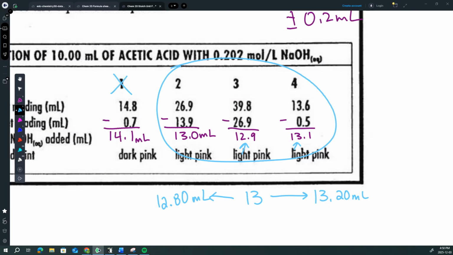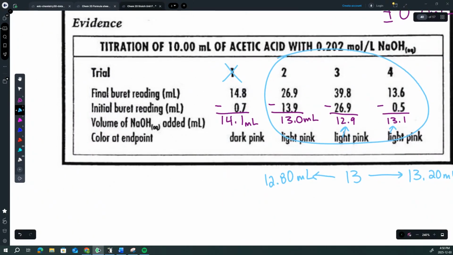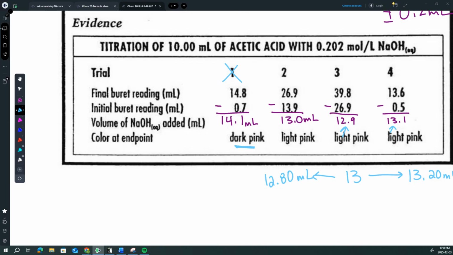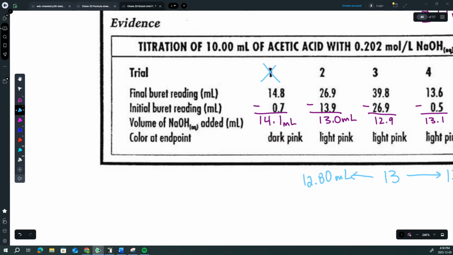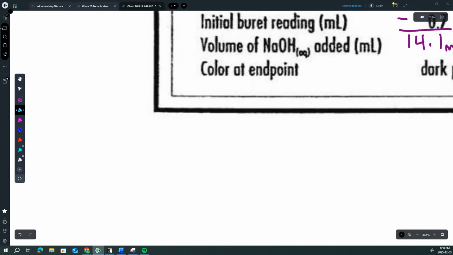However, trial 1 is an outlier, so we shouldn't use that because it is going to skew our calculations. That's why we need to omit it. Another way that you can tell that trial 1 is an outlier is because notice how the color at the endpoint here is dark pink, whereas for the rest of them it's light pink, which is what we want when we're using phenolphthalein. You want this very faint pink color. So again, you only use 3 trials that are within 0.2 milliliters of each other. Let's write that as a little note here.